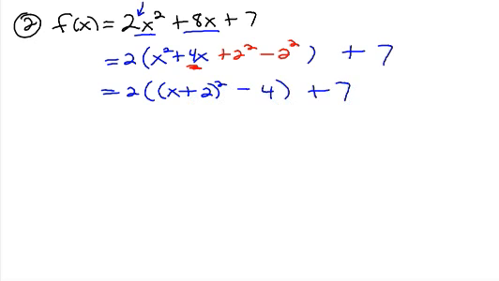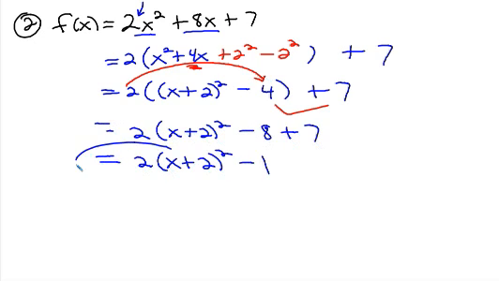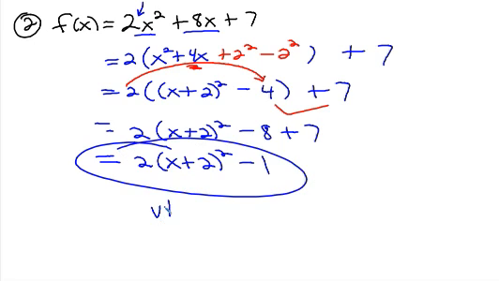To finish this up, though, I need to get these two numbers combined, and I can't do that until I distribute this 2 to that negative 4. So now I have 2 times (x plus 2) quantity squared minus 8 plus 7, which cleans up to 2 times (x plus 2) quantity squared minus 1. There's my standard form. My vertex is (negative 2, negative 1).